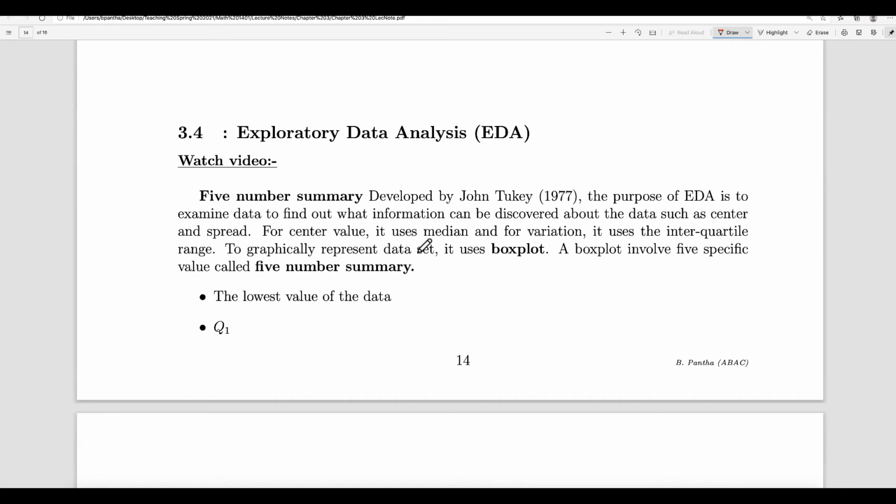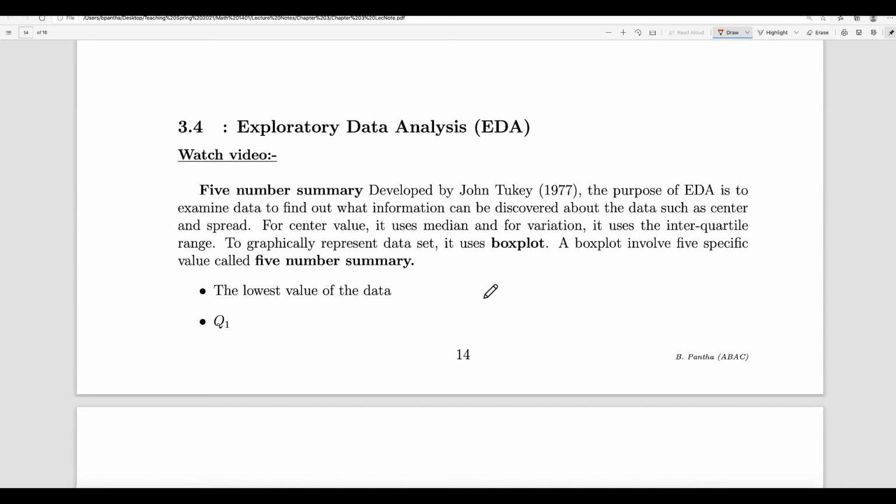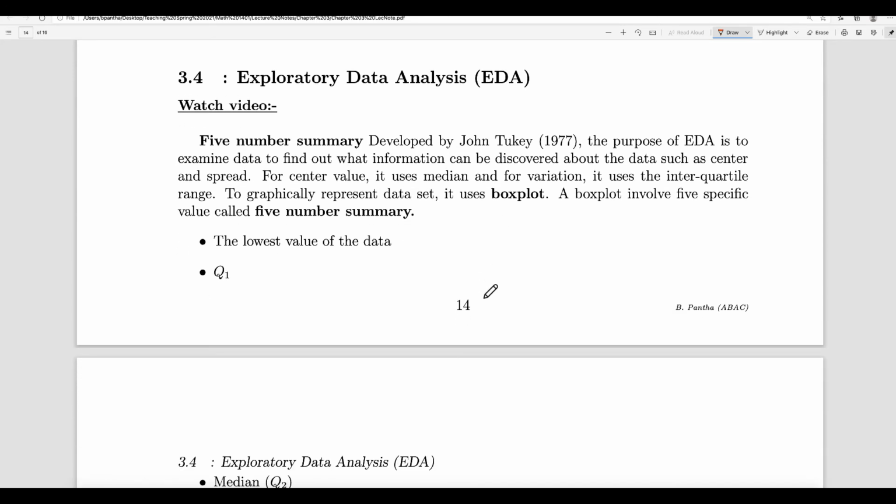For center value, it uses median, and for variation, it uses interquartile range. To graphically represent a dataset, it uses a Boxplot. A Boxplot involves 5 specific values called the 5-number summary. So we are about to draw a Boxplot, meaning the summary of the data, we want to put that in the figure, in the picture. To draw the Boxplot, we need the 5-number summary.